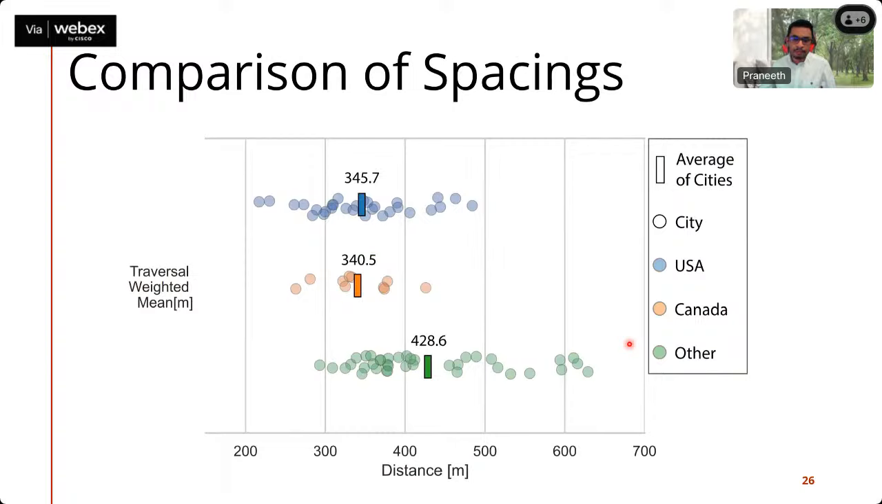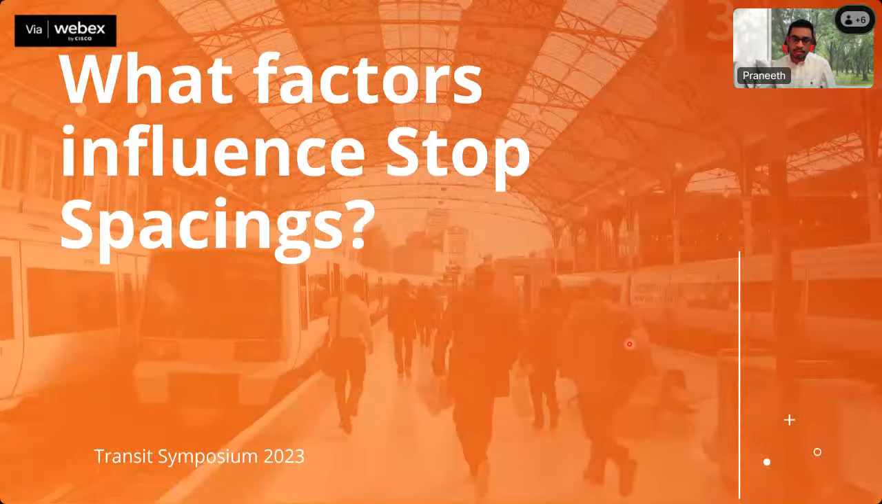We noticed that the stop spacings in the US and Canada are much narrower than what conventional wisdom says, which is about 400 to 500 meters. And not only that, they are much less than countries in Europe, such as Polish cities, where the stop spacings almost reach 600 meters as well. Now, Shireen is going to be talking a little bit about what factors influence the stop spacings at an agency level and at a country level.